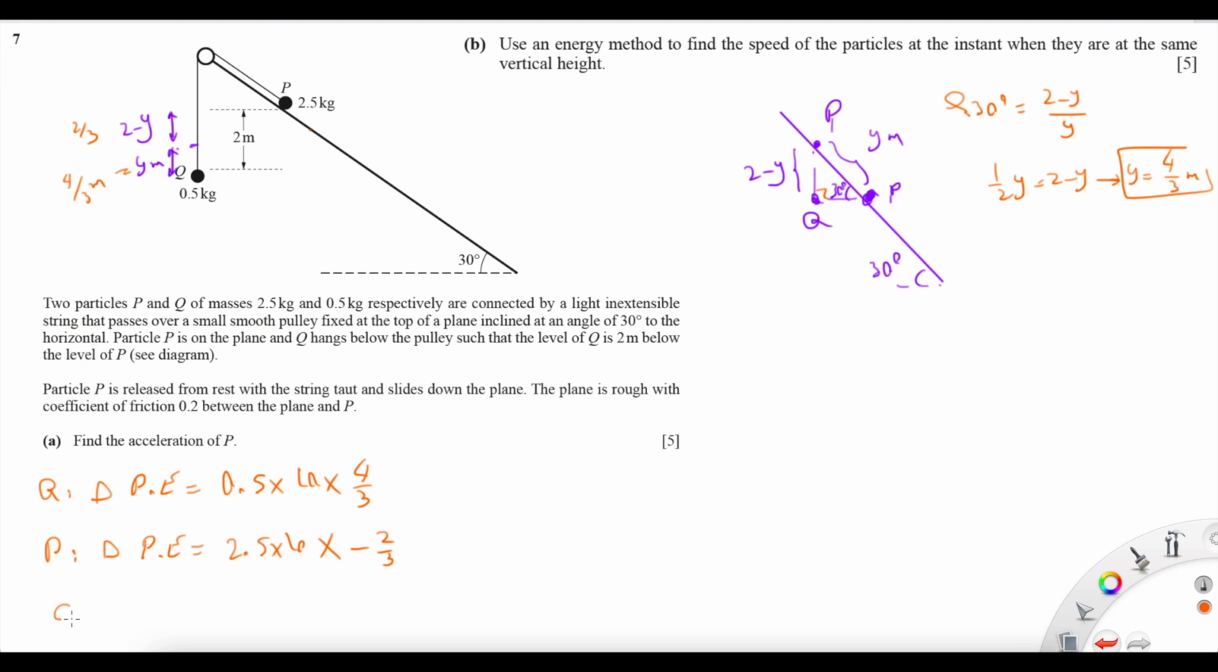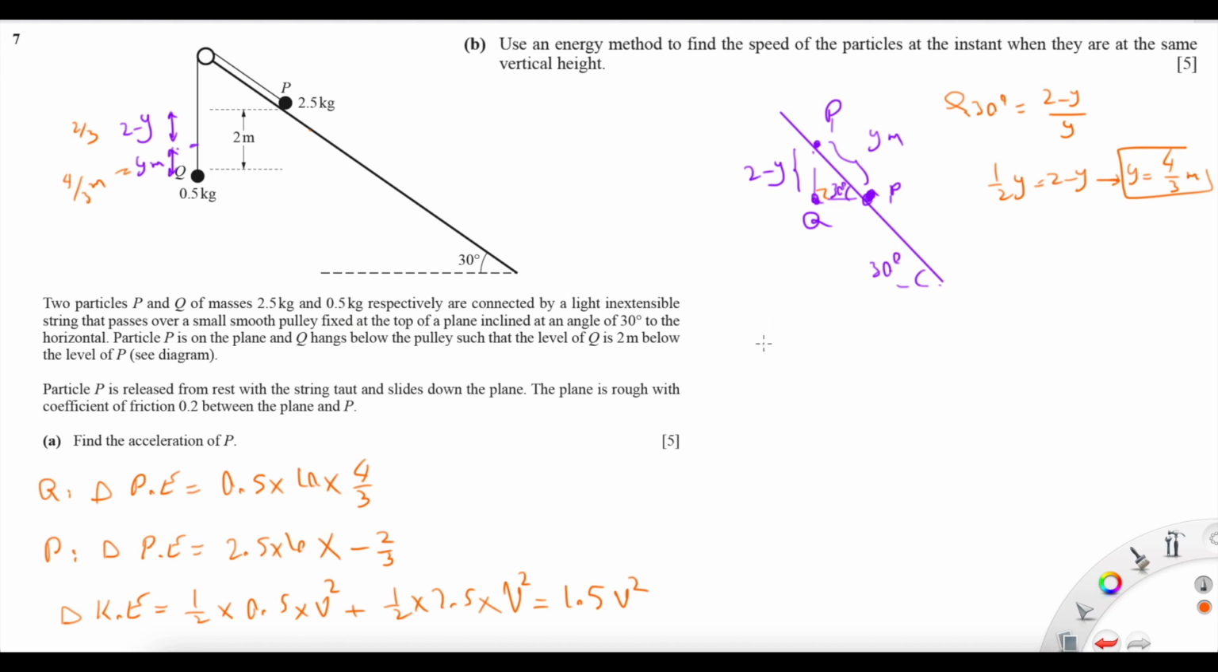Now let's write the change in kinetic energy. It will be equal to, for object Q, half of m v squared, plus for object P, half of m, which is 2.5, times v squared. We don't have v, so it will become 2.5 plus 0.5, 3, half of 3 will become 1.5, so it will become 1.5 v squared. This is the change in kinetic energy.